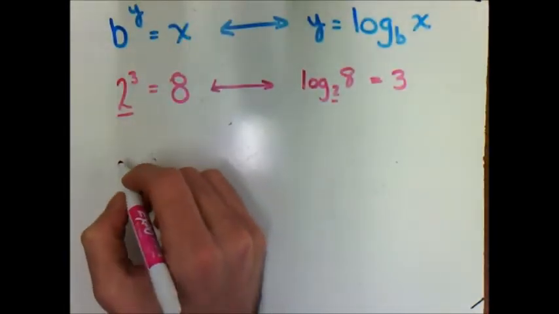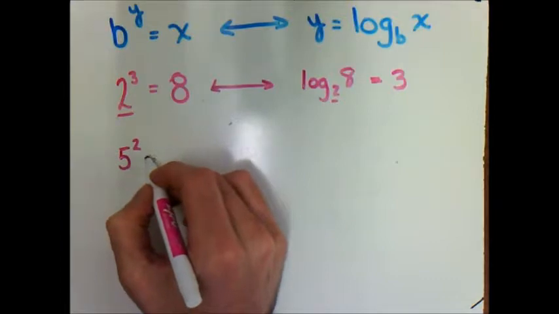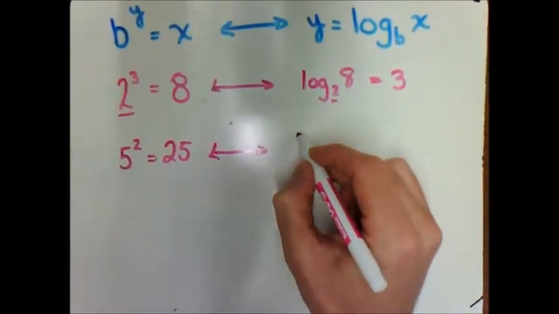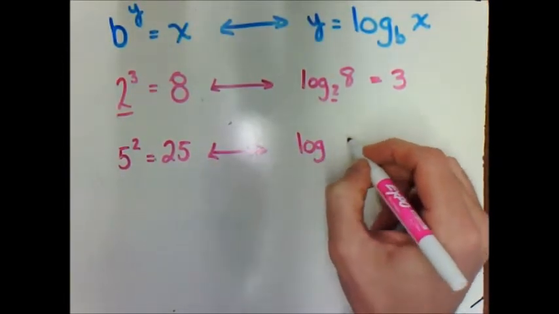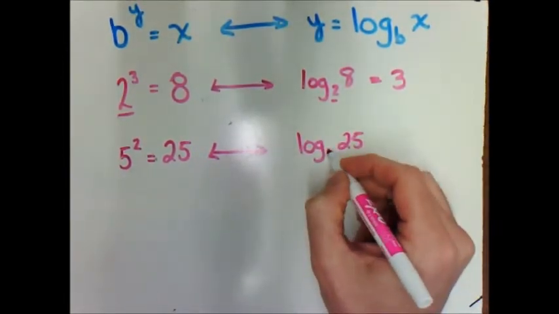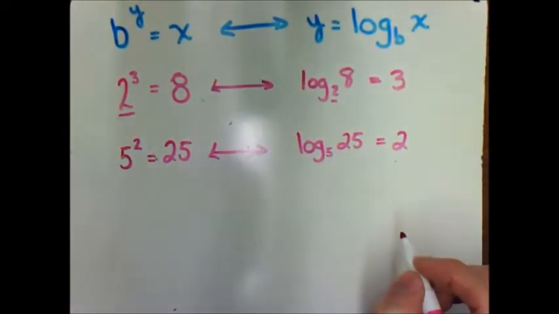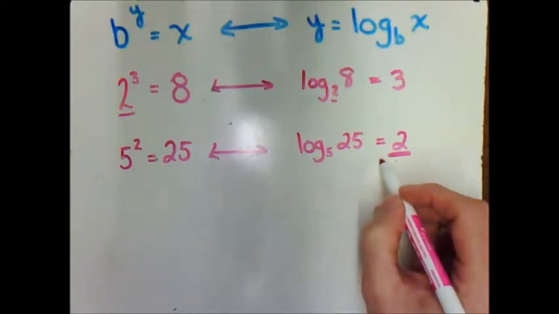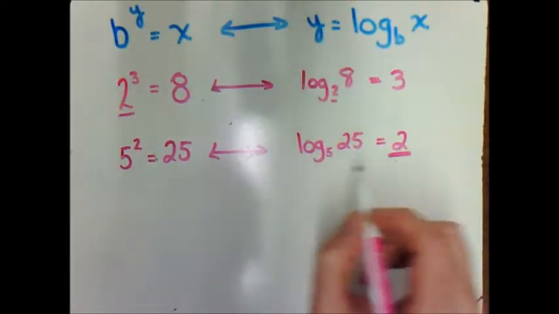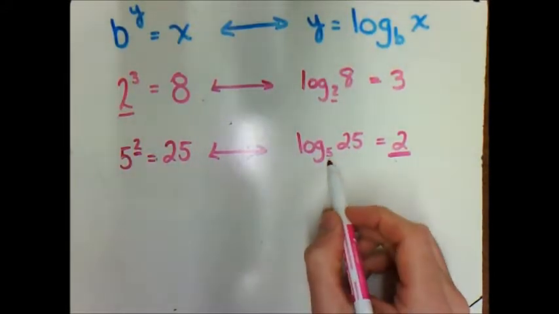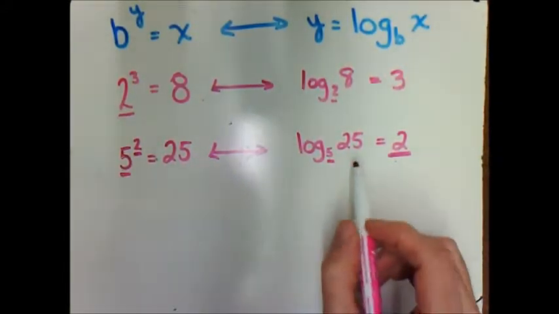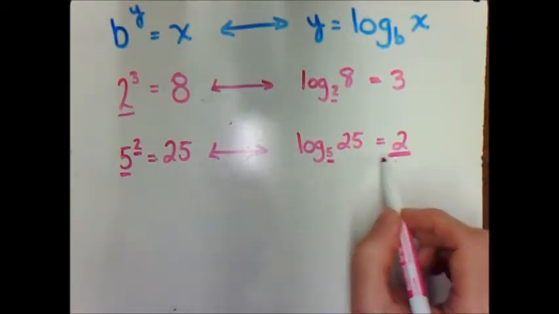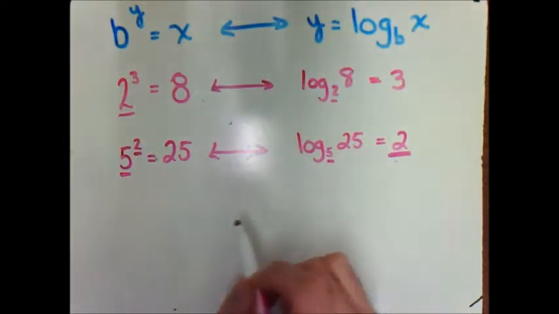Good. Let's try another one. 5 to the power of 2 equals 25. Then the log of 25 to the base 5 is equal to 2. Again, the value on the right side of the equation was our exponent, and the base is still our base, and the log of 25 to the base of 5 is 2, or 5 to the power of 2 equals 25.